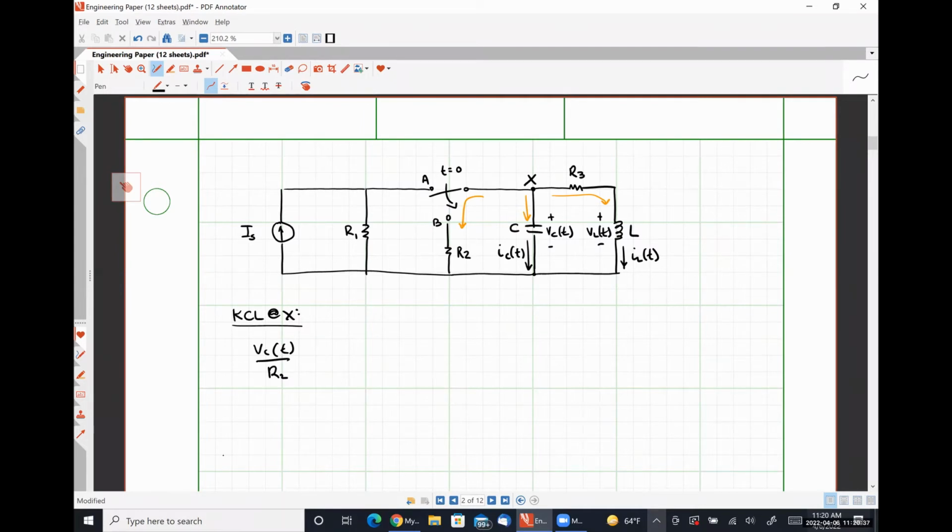All right, the current flowing down through the capacitor, we could write as Ic of t, and the current flowing to the right through the resistor R3 is simply IL of t.